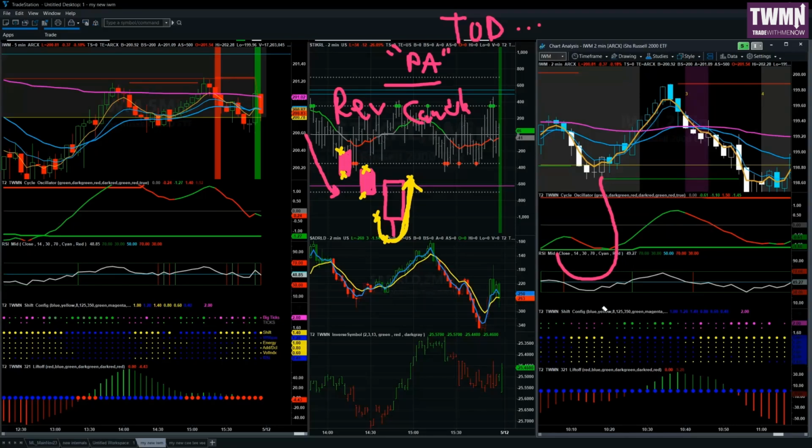I want confirmation because I'm smart. And I'm not going to just take this one little candle here. So what I look for is a candle that takes out this high and goes further up. Now, do I have to wait for it to close? I don't, but it's nice if you do. So that is a reversal candle. That is a confirmation candle.